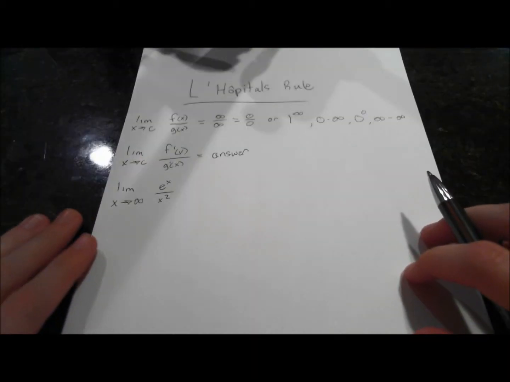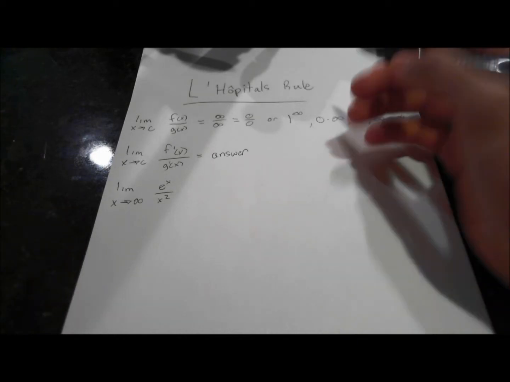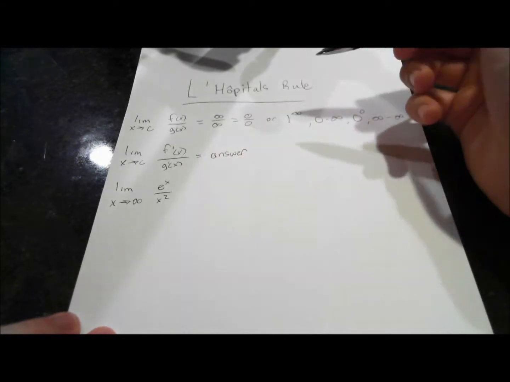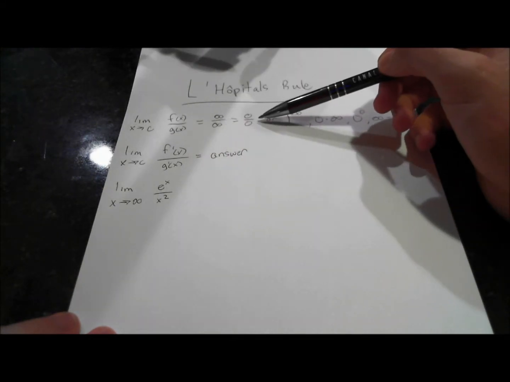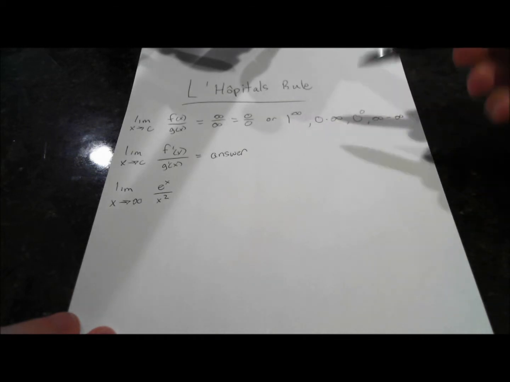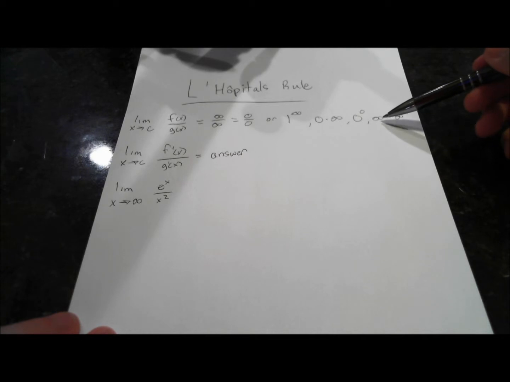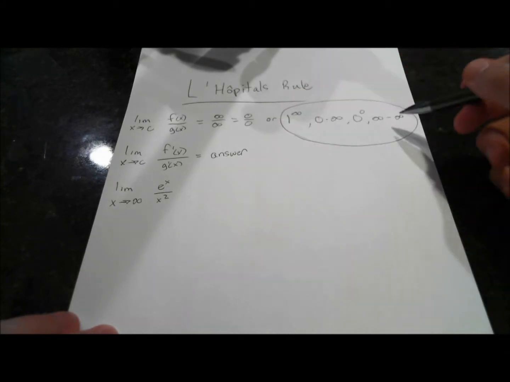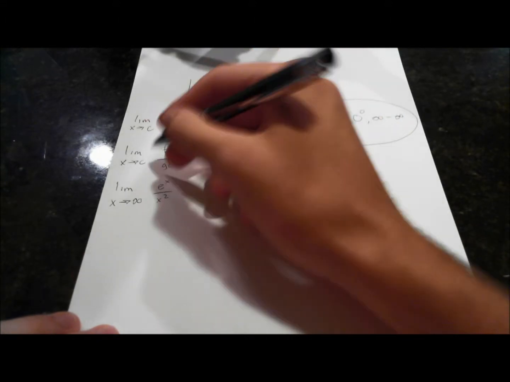Now I'm going to show you how to use L'Hopital's rule, which is a rule that you use when the limit of the function as it approaches c is equal to one of these indeterminate forms, either infinity over infinity, 0 over 0, 1 to the power of infinity, 0 times infinity, 0 to the power of 0, or infinity minus infinity. And if it's in any of these forms, you have to manipulate it until it's in one of these two in order to solve to get your limit.